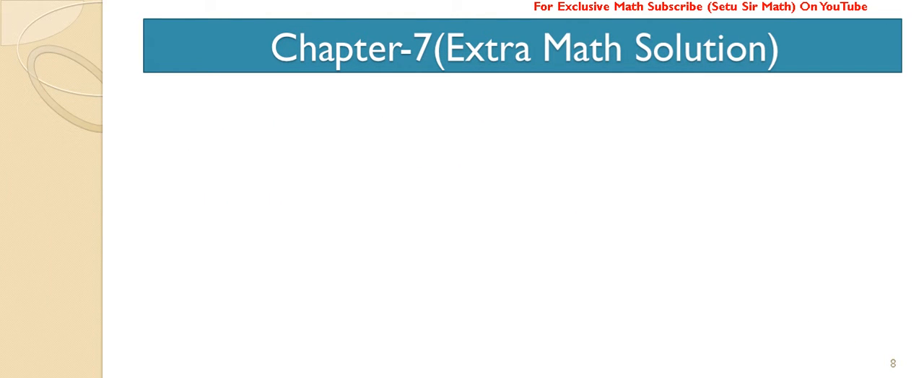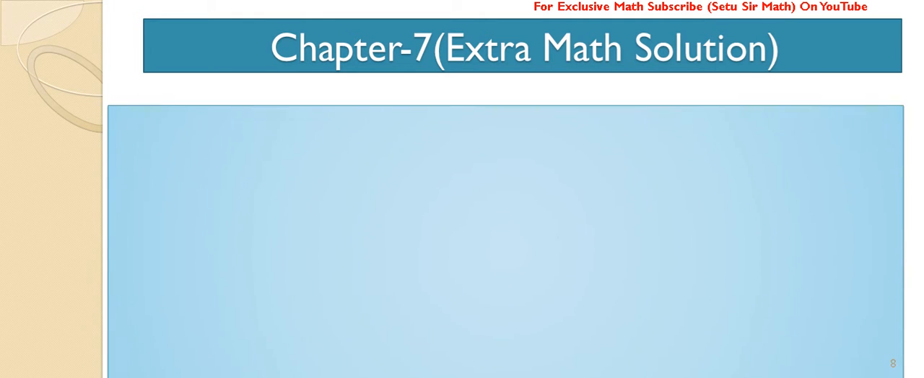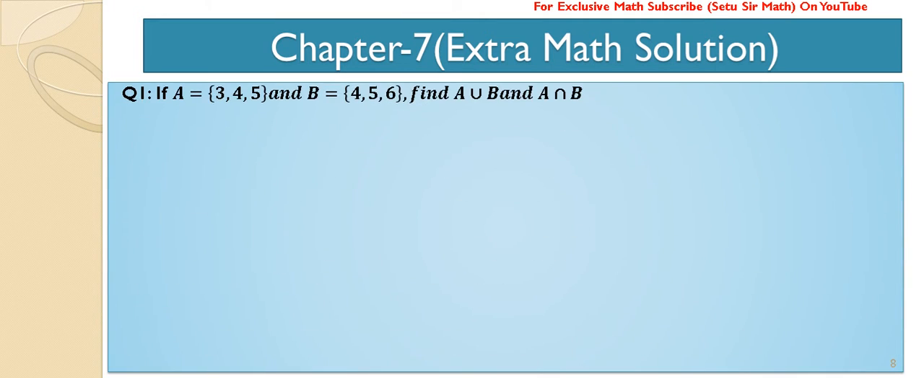Students, now we will solve some extra math. Question number 1. If A equals {3, 4, 5} and B equals {4, 5, 6}, find A union B and A intersection B.